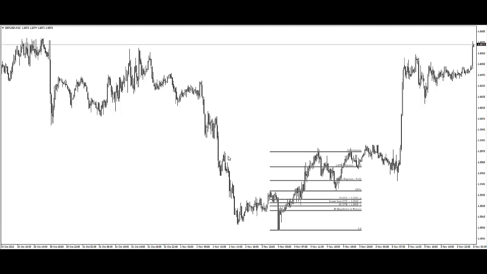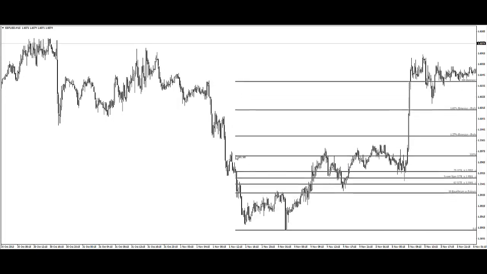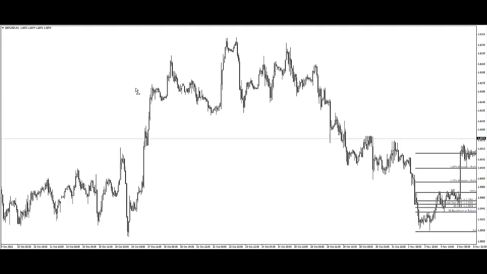Going back to this higher market structure high here, using that same reference low, this is how you trade within a market's structure. So once this high is violated right here, we would be looking for upside objectives. 127 easily reached. 162 easily reached. 200 level easily reached. Okay, let's go out to an hourly chart. Same pair.